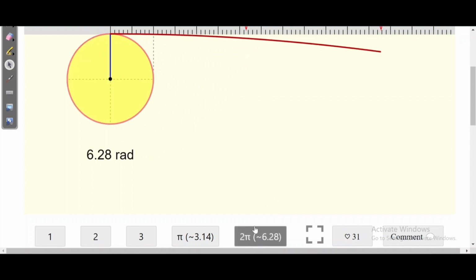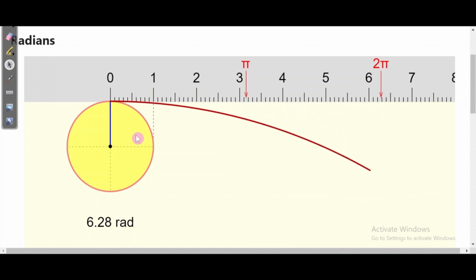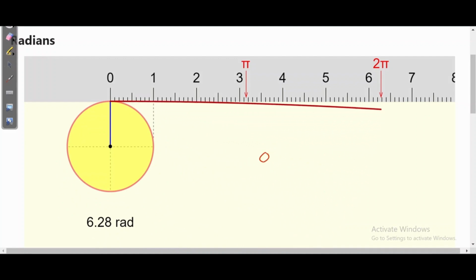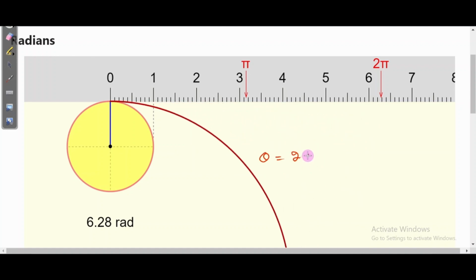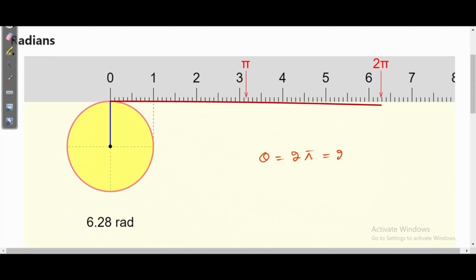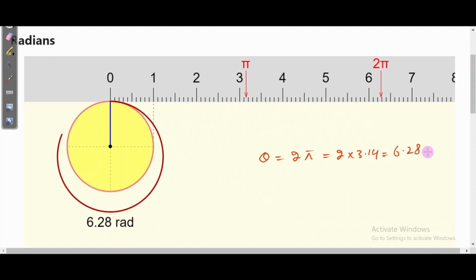So I'm going to select this. Now the whole circle has been covered. So here, if we take theta equal to 2 pi, then the whole circle will be covered. This is actually 2 times the pi value, which is 3.14, and it is equal to 6.28 radian.